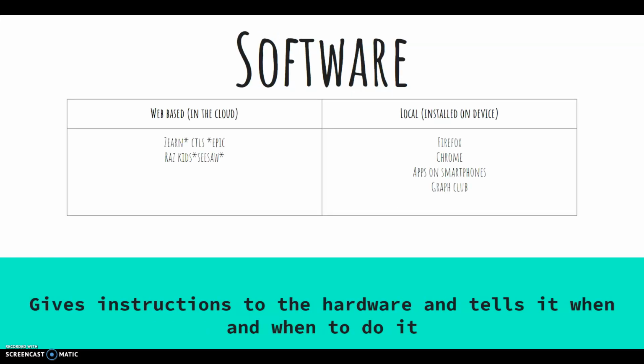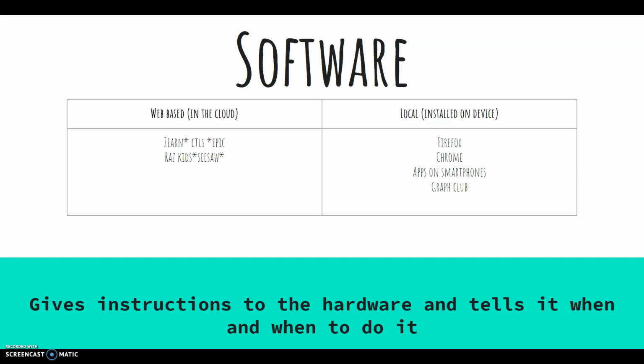And software. These are programs that you can't touch. There's hardware, that's the stuff that you can touch on your computer. Software, these are programs, and some are web-based. That means that you can go to a website and they're in the cloud. And there are local types of software. That's the kind of software that you have to install on your laptop or on your computer.